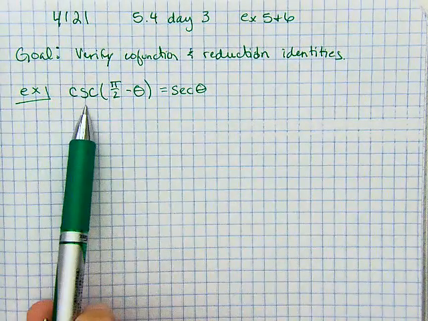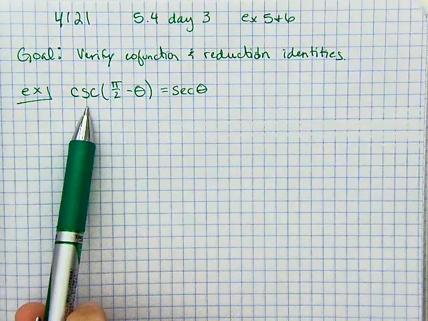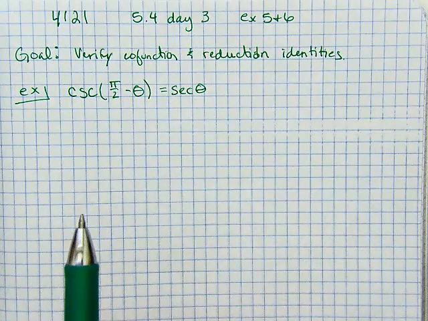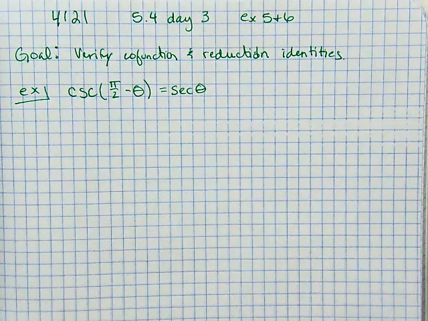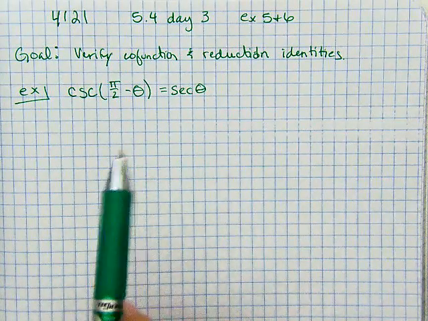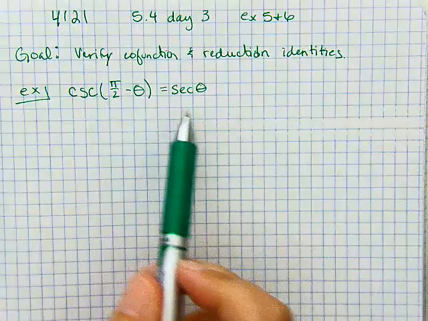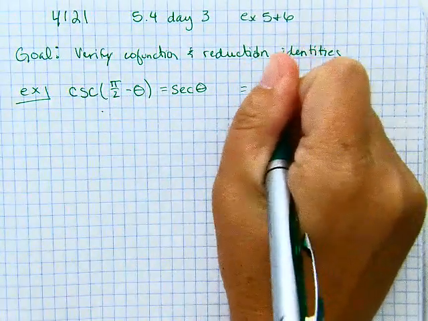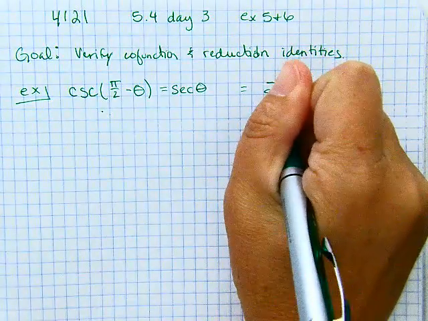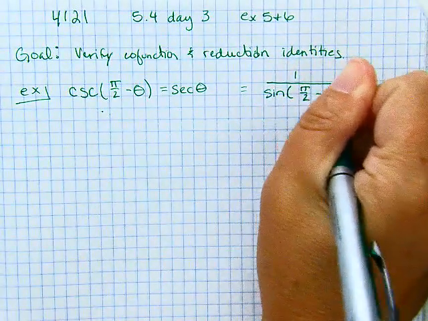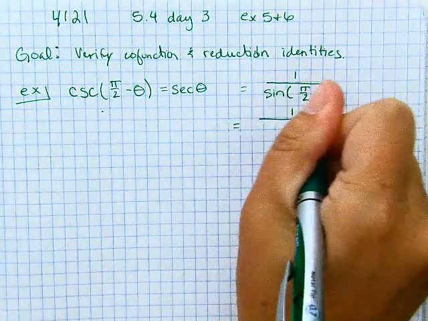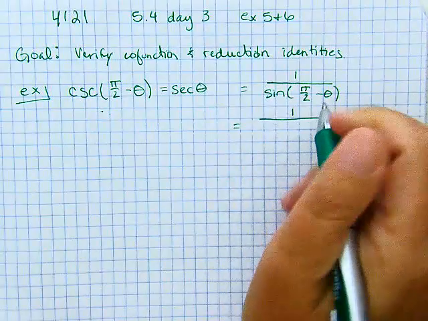The one issue we have is we don't actually have a formula for cosecant, a difference formula. So cosecant is the reciprocal of what? Sorry. It's sine, right? So as opposed to doing cosecant, we will rewrite this as 1 over sine of pi over 2 minus theta. And then we will use the sine difference formula.